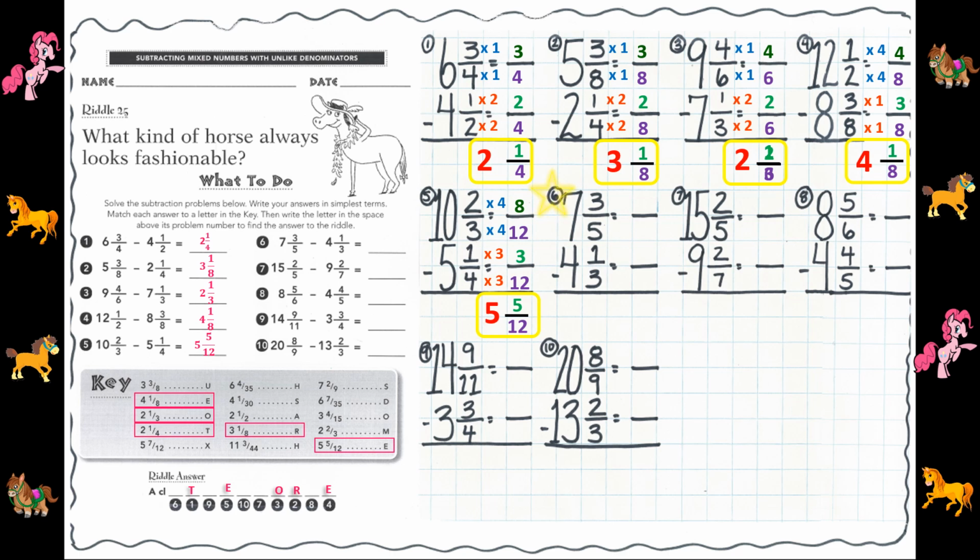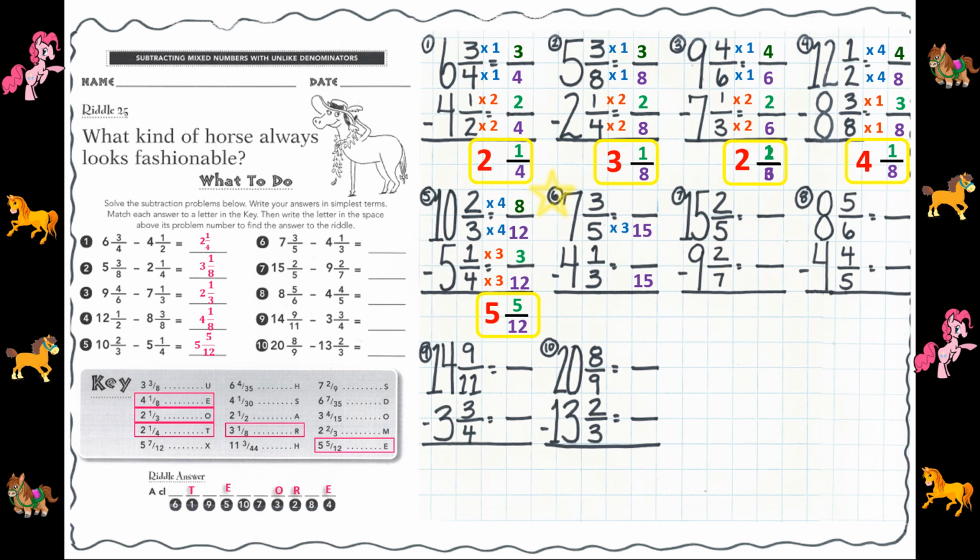Pause the video, copy and solve problem number 6. Unpause the video to see the answer. The larger denominator is 5. 5 is not a multiple of 3. So I'm going to double 5 and make it 10. 10 is also not a multiple of 3. So I'm going to take 5 and triple it, which is 15. 15 is a multiple of 3. So that is going to be my common denominator.